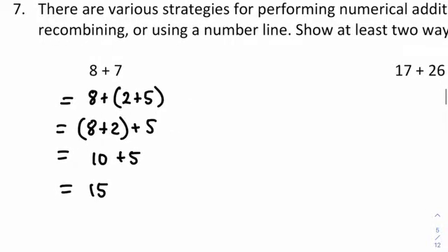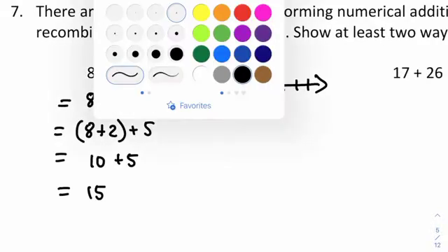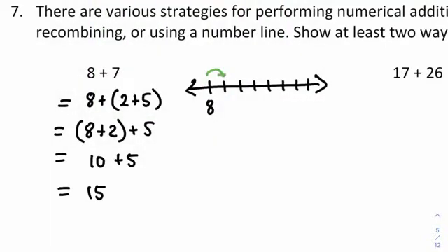Another strategy is to use a number line. You start at the 8 position, wherever that is on your number line. And when you add 7 to 8, you go to the right 7 steps. So I'm going to count from 8. 1, 2, 3, 4, 5, 6, 7. We go that way 7 steps.